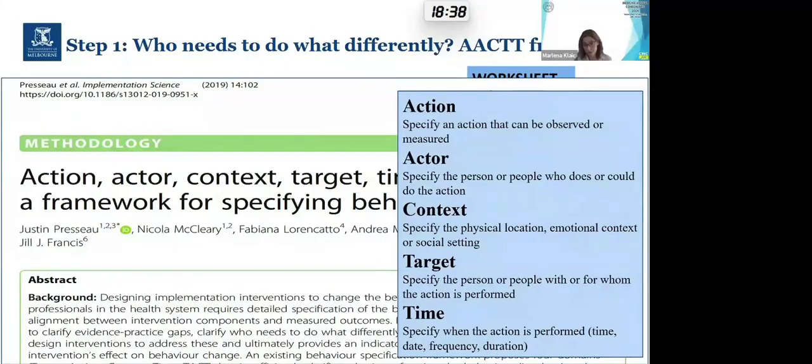It's pretty simple and straightforward, and it helps us specify the behaviours that we're trying to induce, the things that we want people to do in an implementation project. And this framework is called ACT. And ACT is an acronym, and it stands for action, which is what is the action that can be observed or measured? What is the thing that we want people to do? The actor, or who is the person or the people who should be doing the action, delivering the intervention?